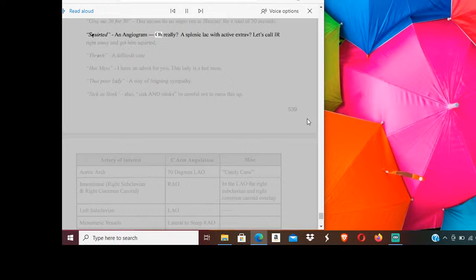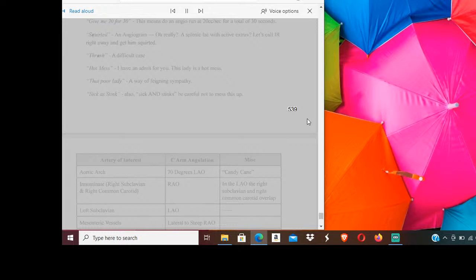Squirted an angiogram, oh really? A Sputnik lac with active extrav. Let's call IR right away and get him squirted. Thrash, a difficult case, hot mess, I have an admit for you. This lady is a hot mess. That poor lady, a way of feigning sympathy. Sick as stink also, sick and stinks, be careful not to mess this up.